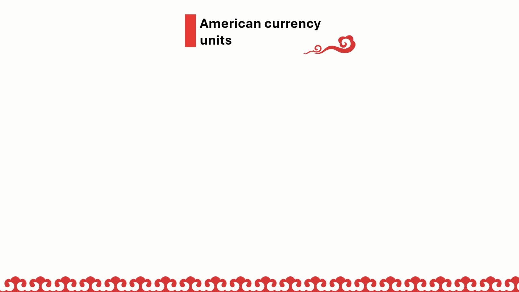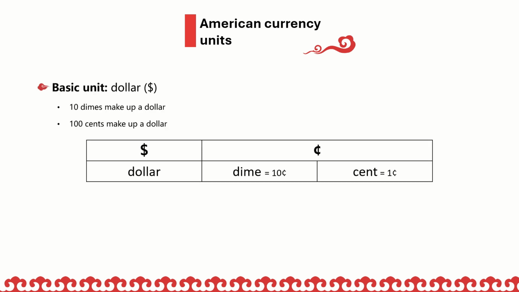Now let's look at a currency that is similar but slightly different to our currency, the US dollar. In this currency, they also have dollars and cents, but they have a special coin called the dime, which is worth 10 cents. So 1 dime equals 10 cents, 2 dimes is 20 cents, 3 dimes is 30 cents, and so on. It's important to understand this concept because Chinese currency also has these units of dollars, dimes, and cents.